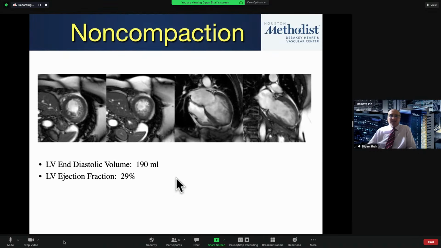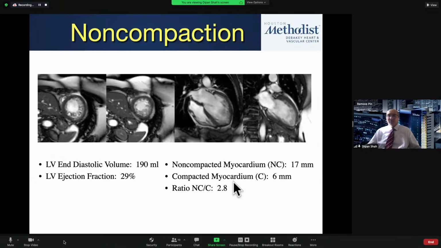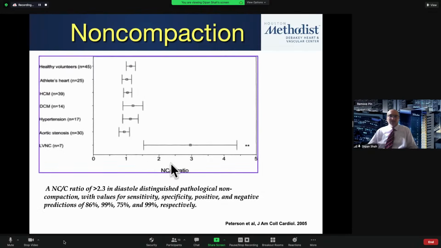But more important than that, I think, is when we quantify the amount of the trabeculations, and we can do something called the Peterson criteria, which is to compare the ratio of the non-compacted to the compacted myocardium. This is done now in diastole. In this example patient, where we have both LV dilatation and LV dysfunction, a ratio of greater than 2.8 is very suggestive of LV non-compaction.